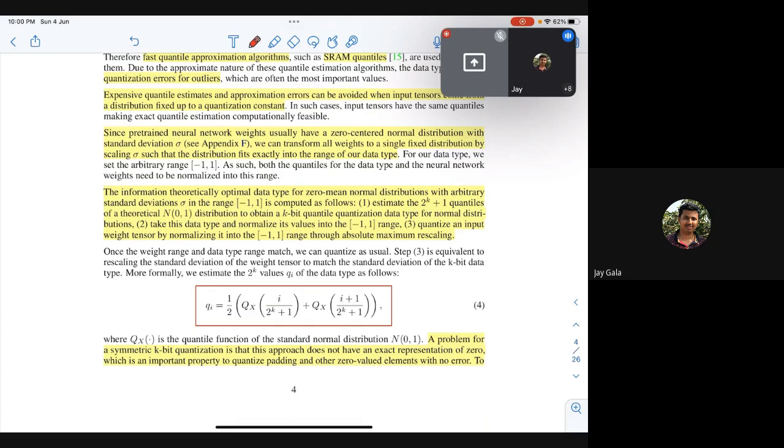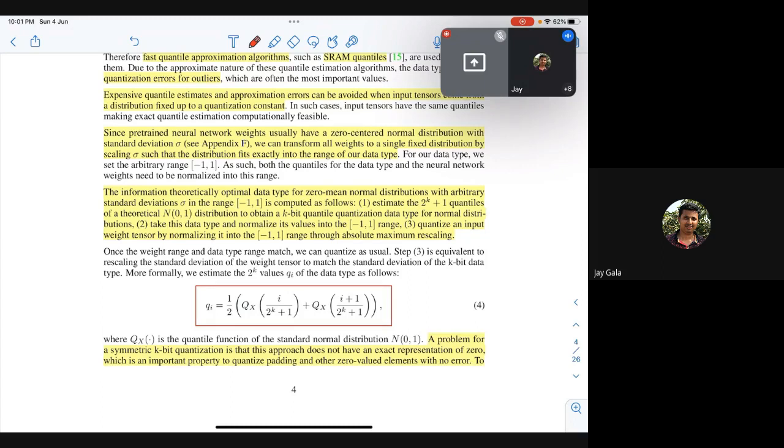Second is, once you get this distribution, you normalize its values to be between -1 and 1 range. And third is you quantize the input weight tensor by normalizing it again into between -1 and 1 by doing a maximum scaling, like rescaling. So that's how this process at least works.